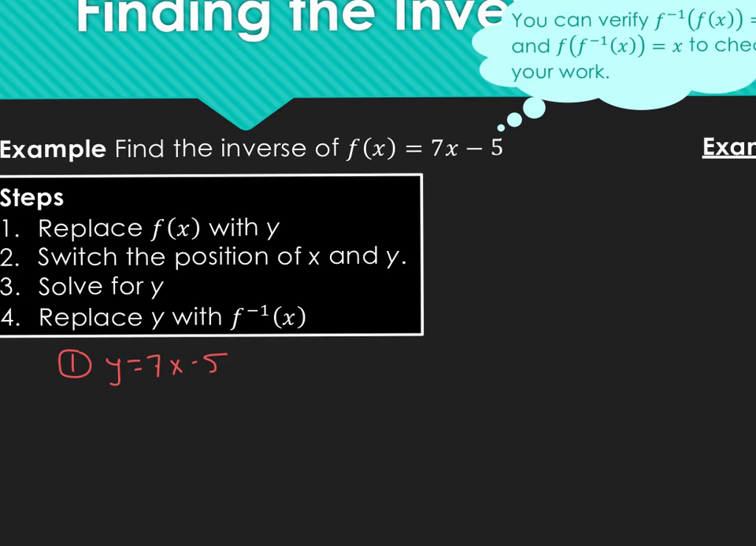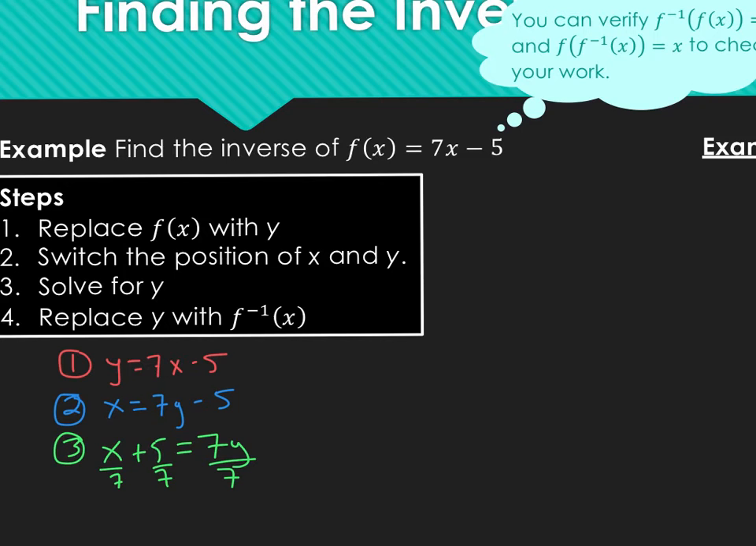And then notice in step 2 you're going to flip the position of x and y. So what that means is now we'll have x equals 7y minus 5. And for step 3, you're going to solve for that y value. x plus 5 equals 7y. And then we divide everything through by 7. Just divide it all by 7.